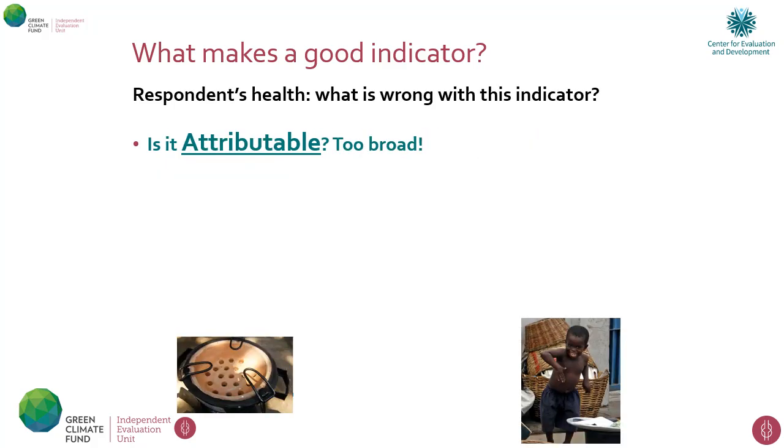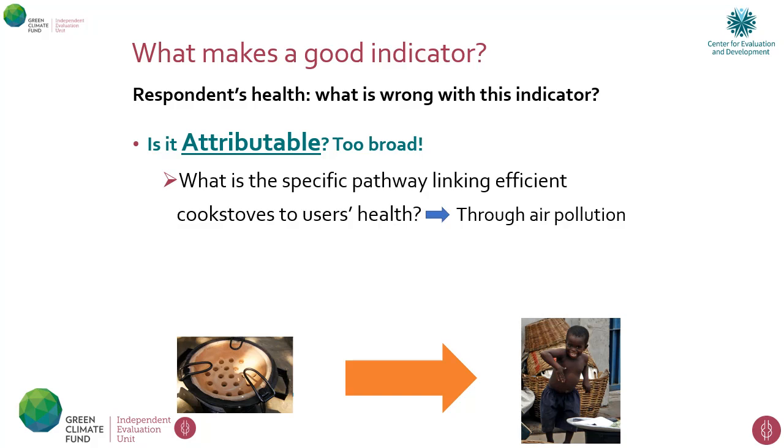Third criterion. Is respondents' health an attributable indicator? By that we mean, can we directly link the use of efficient cook stove to this kid's health status that we propose to measure by how well it danced during the interview? Here again, the answer is no. This indicator is too broad. You have to be specific to think about the specific pathways that link the use of efficient cook stoves to users' health. And in this case, this goes essentially through a reduction in air pollution.